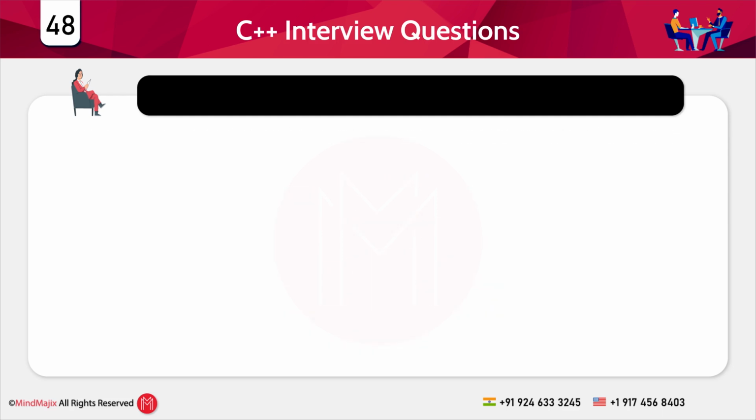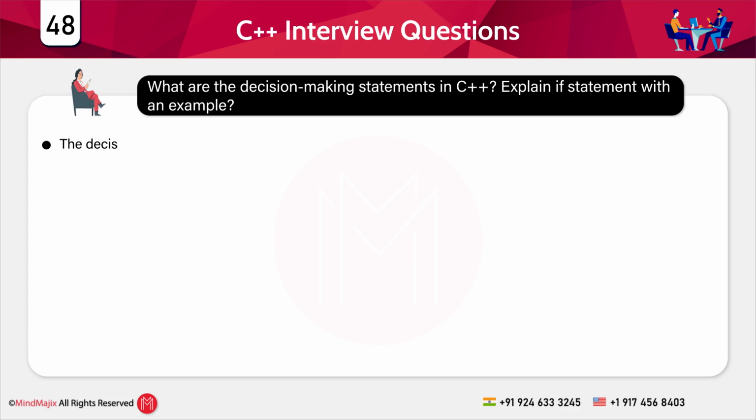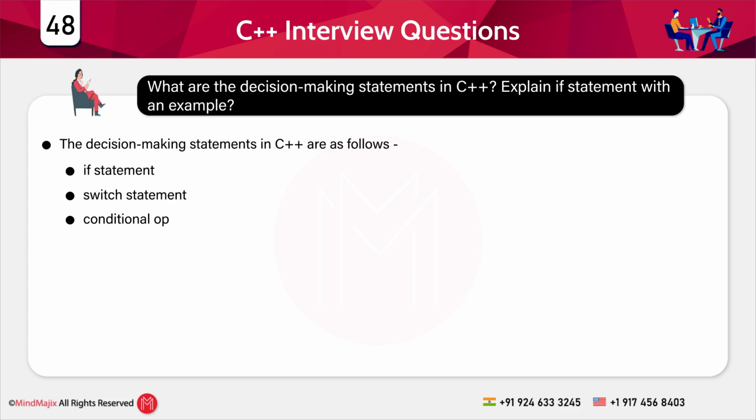The next question is, what are the decision-making statements in C++? Explain if statement with an example. Guys, the decision-making statements in C++ are, as you can see on the screen, the if statement, switch, and conditional operators. If you talk about the example over here, you can write a simple example which can explain the usage of the if statement.